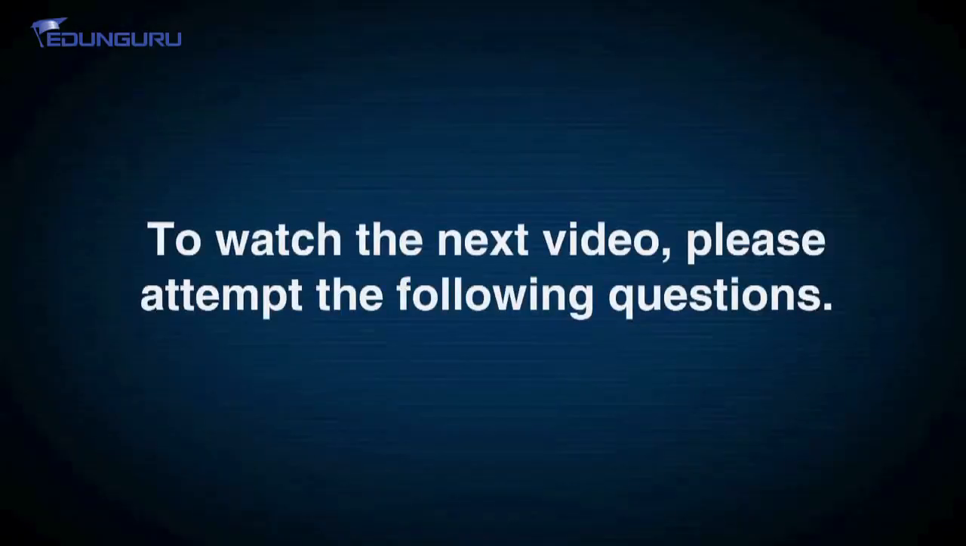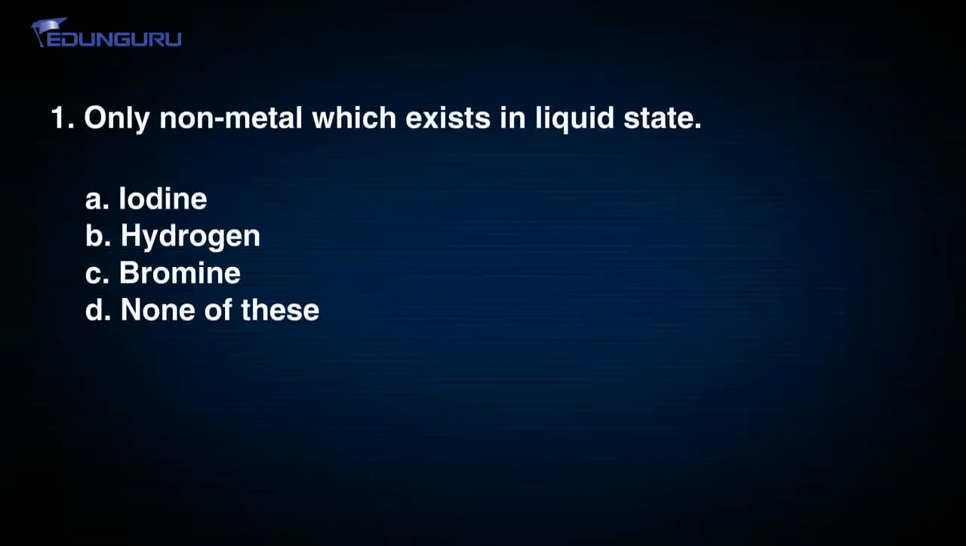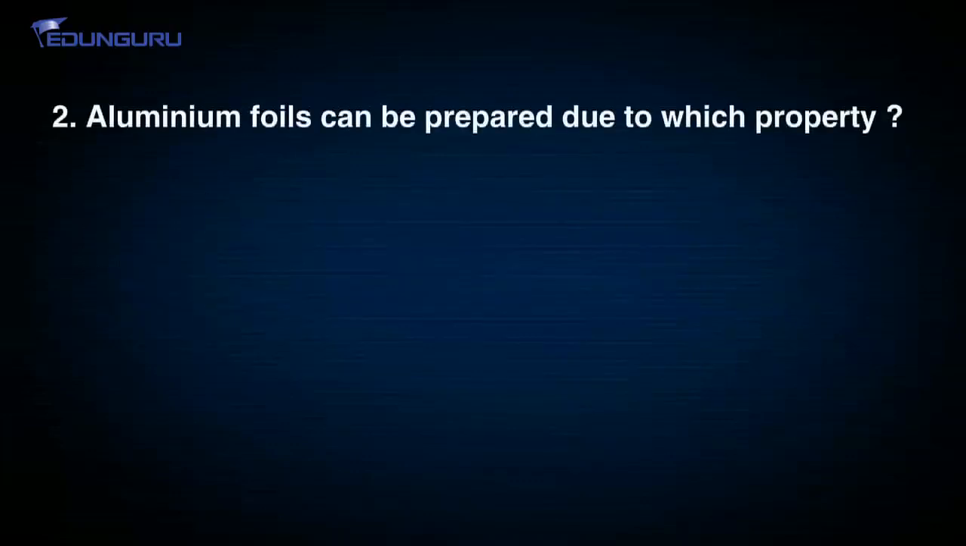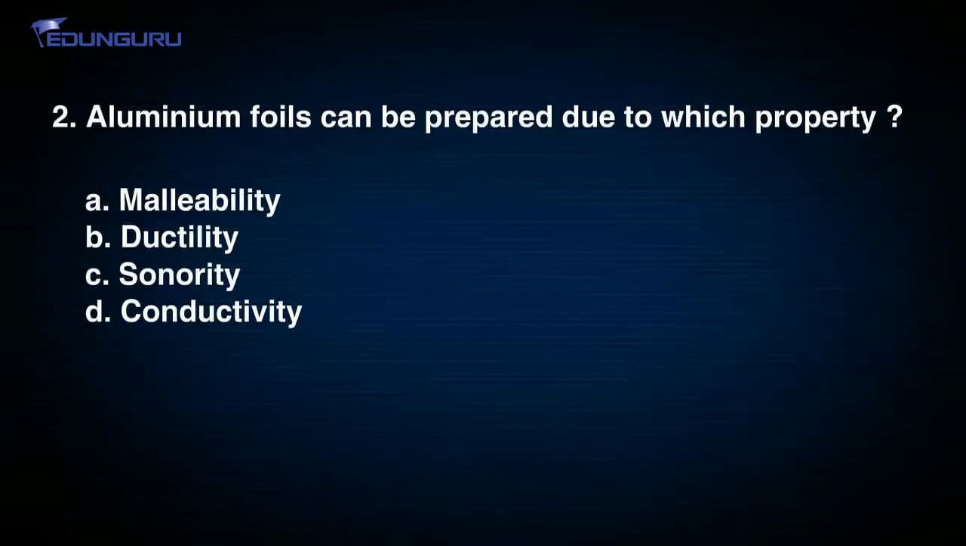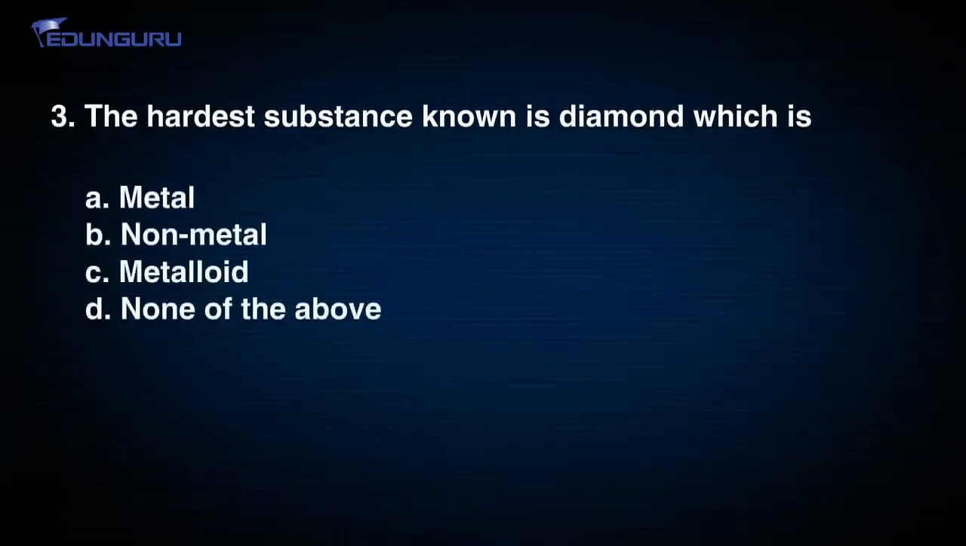Before moving on to the next video, you have to answer the following questions correctly. Question 1. Only non-metal which exists in liquid state: A. Iodine, B. Hydrogen, C. Bromine, D. None of these. Question 2. Aluminium foils can be prepared due to which property? A. Malleability, B. Ductility, C. Sonority, D. Conductivity. Question 3. The hardest substance known is diamond, which is: A. Metal, B. Non-metal, C. Metalloid, D. None of the above.